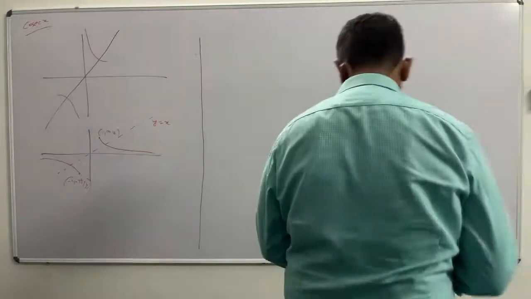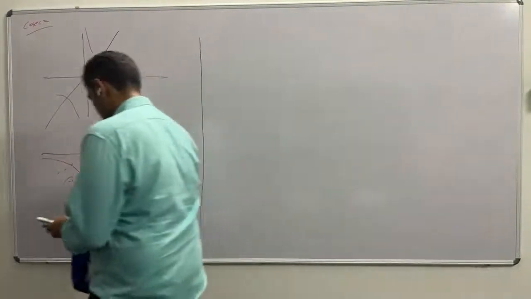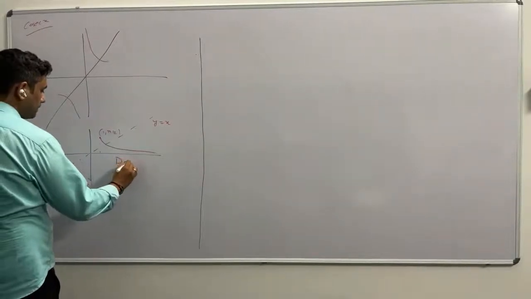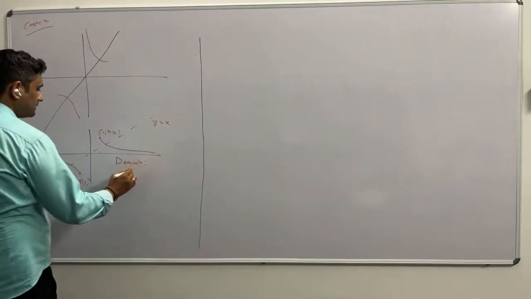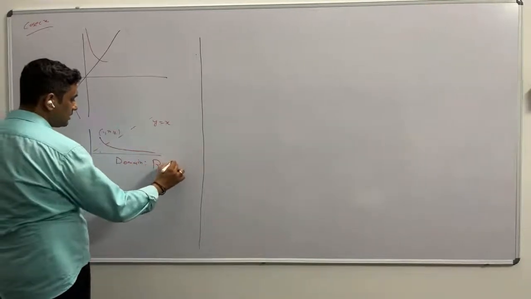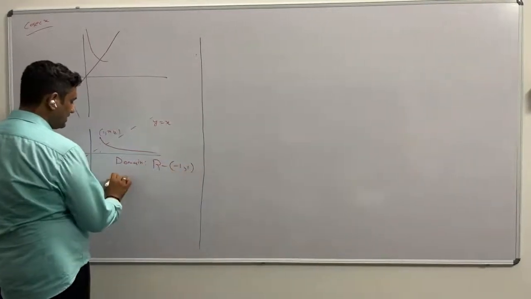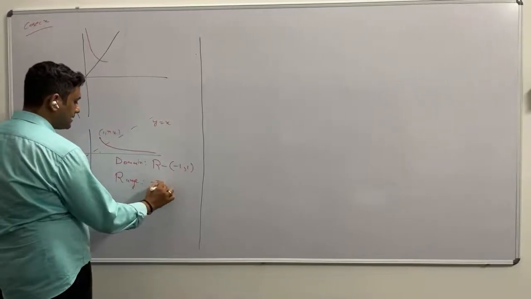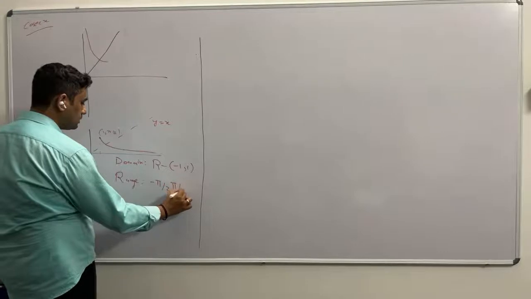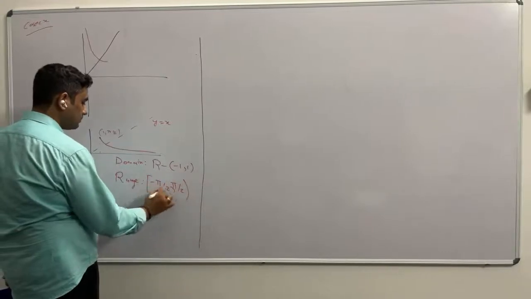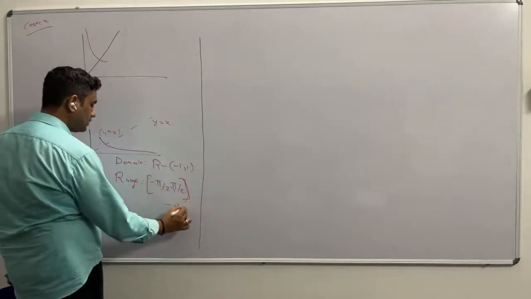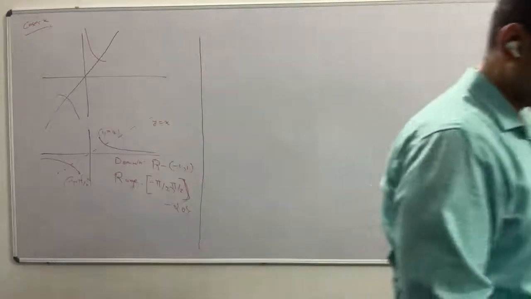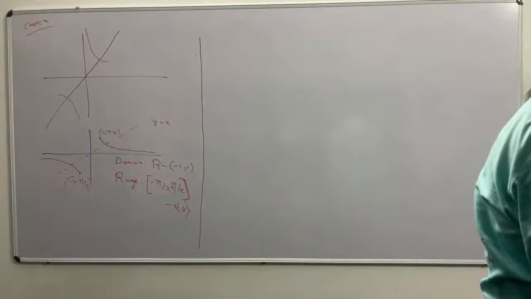All right. So over here, what will happen? When we talk about the domain, it will be the same as the previous one, that is R minus (minus 1 to 1). And when we talk about the range, it will be minus pi by 2 to pi by 2, except the point, or except the value 0. So this will be its domain and range.